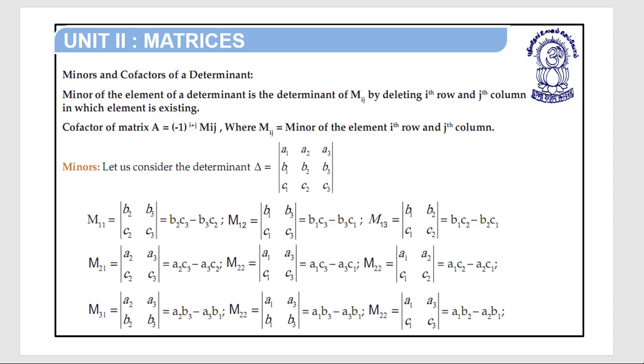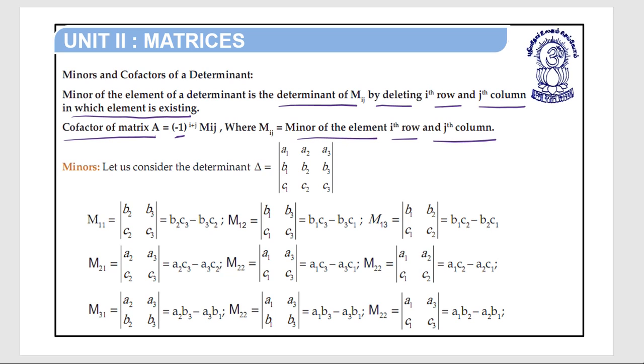Now next is minors and cofactors of a determinant. The minor of an element of a determinant is the determinant Mij obtained by deleting the ith row and jth column in which the element exists. The cofactor of matrix A is equal to minus 1 raised to i plus j times Mij, where Mij is the minor of the element in the ith row and jth column.